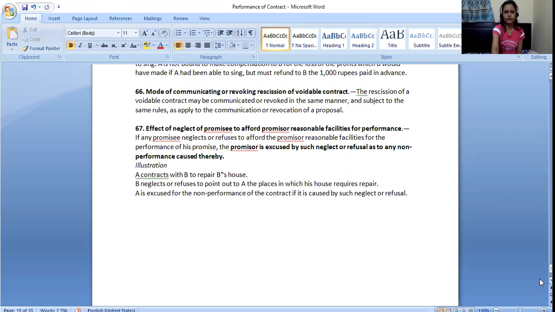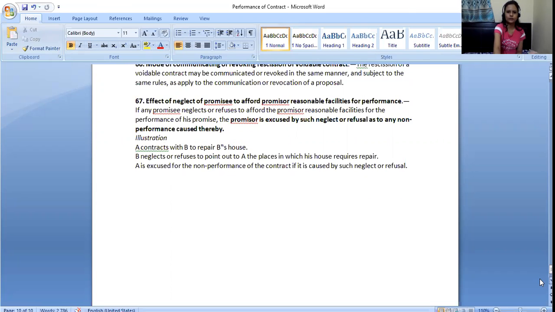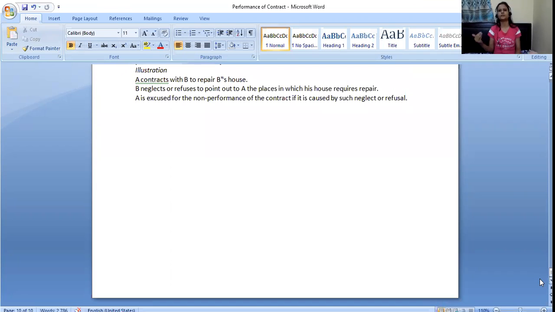If we want to revoke it, we should properly communicate it to the other person. If it should be done by the other person, we should allow the other person also to perform his part. If the other person wants to perform his part of the contract, we should allow the person to perform his part of the contract.